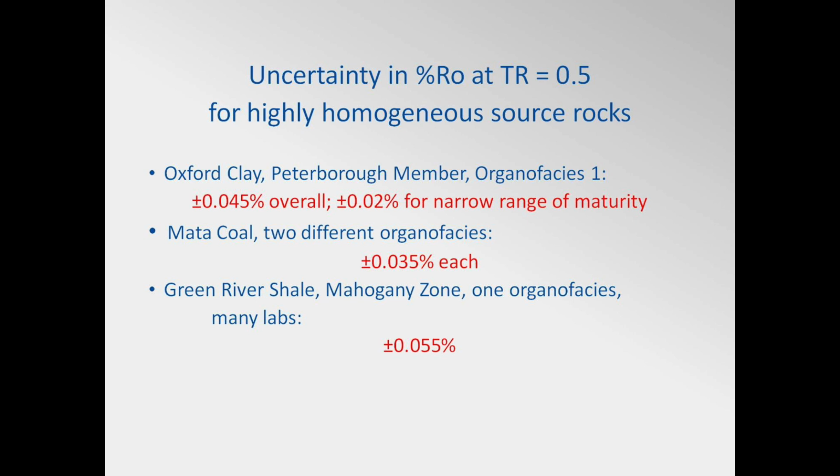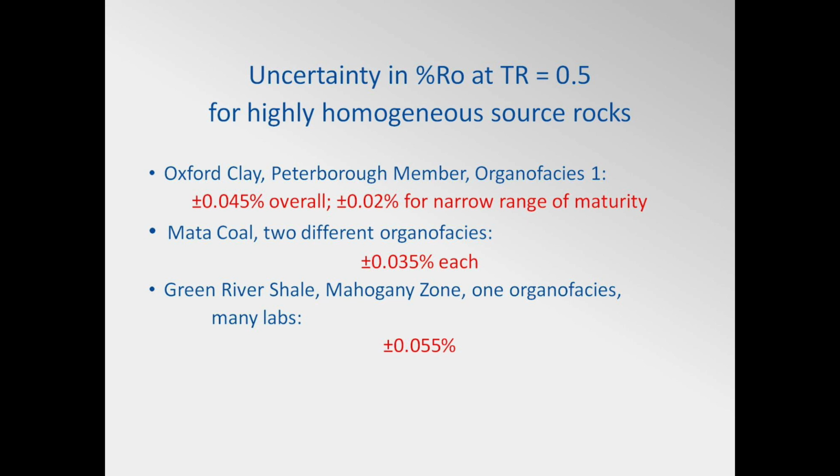For the Mata coal, with fewer samples but probably higher pre-analysis maturities, both organophases showed slightly smaller variations in percent RO of about 0.035%. These variations and uncertainties in both the Mata coal and the Oxford shale probably represent analytical limitations that would be very difficult or impossible to eliminate.